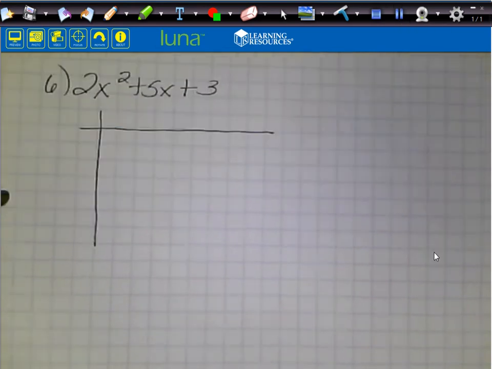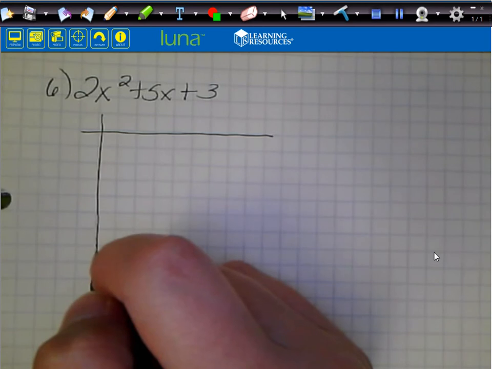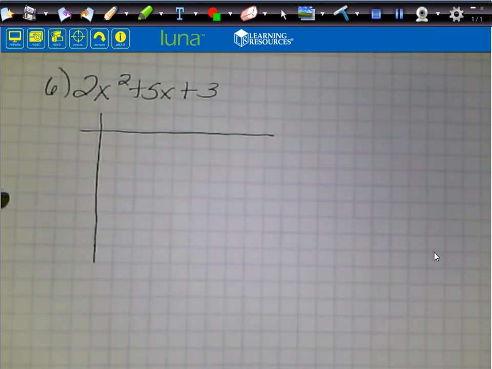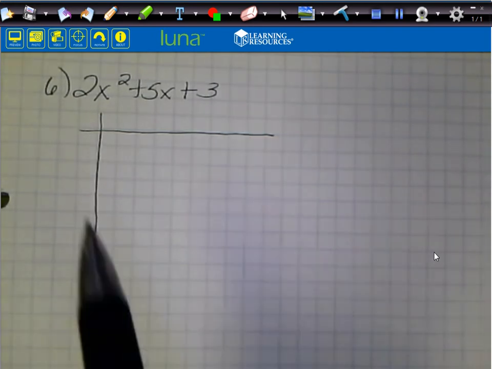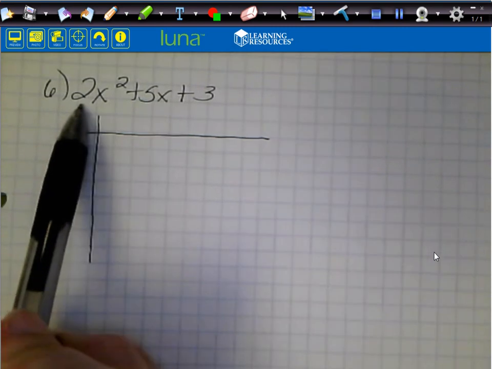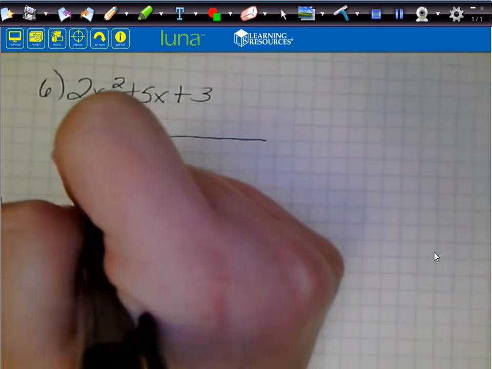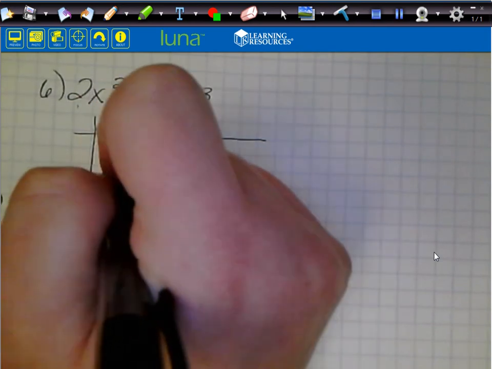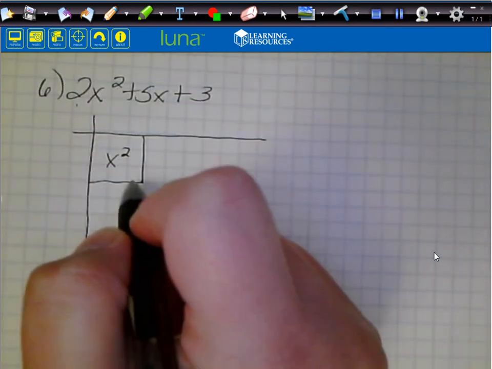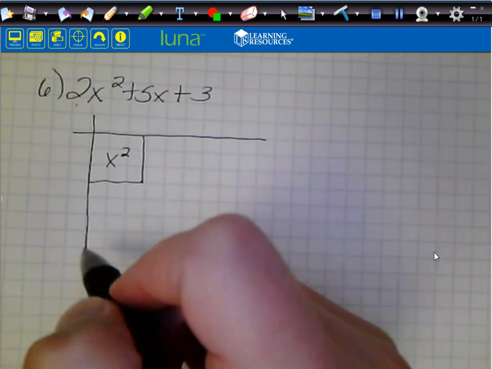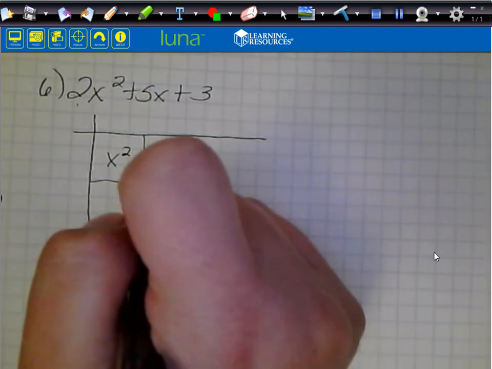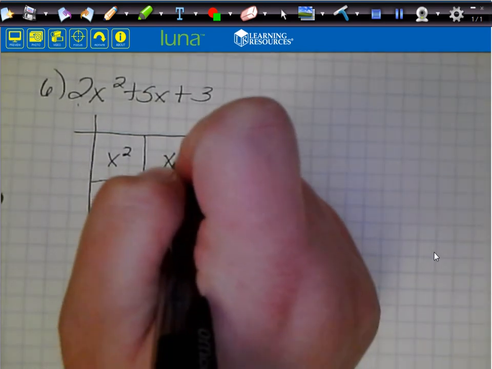All right, this is my last one for the video. We're going to leave number 7 to do in class tomorrow with the actual algebra tiles. This time I have 2 x squared pieces, 5 x pieces, and 3 unit pieces. So I'm going to do my 1 x squared piece here, and then I'm going to have another one, so I can either do it over here to the side or I can go down. That is completely up to you. I'm going to go over here to the side for mine.